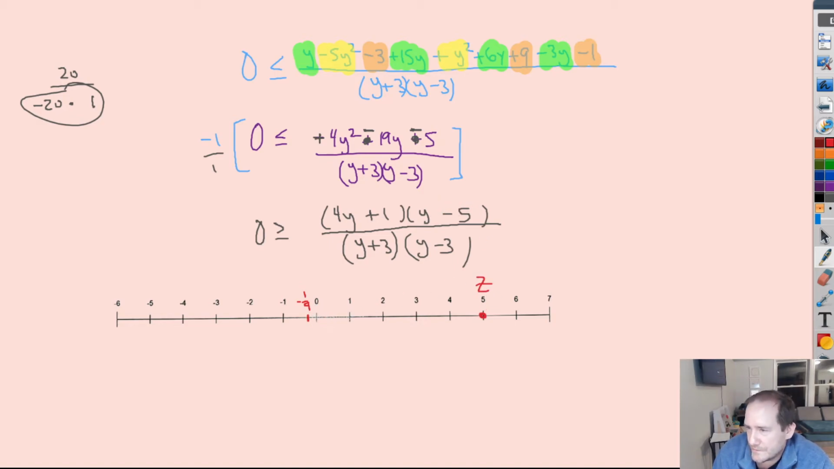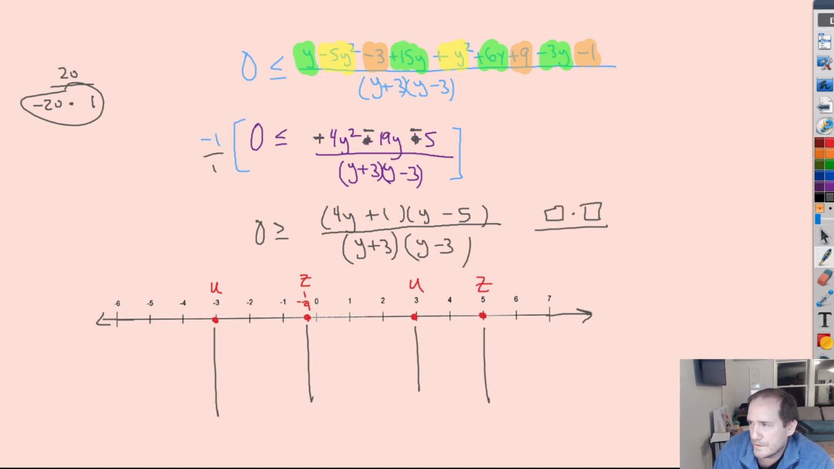So -1/4 is going to be a 0 for us. -3 is going to be a point at which we are undefined. +3 is going to be a point at which we are undefined. But just like everything else, we go zoomp, zoomp, zoomp, zoomp, and we've got our 1, 2, 3, 4, 5 regions. We just test them. And again, I see thing times thing over thing times thing.